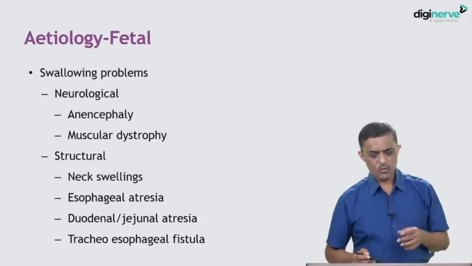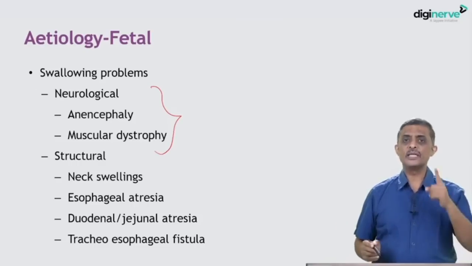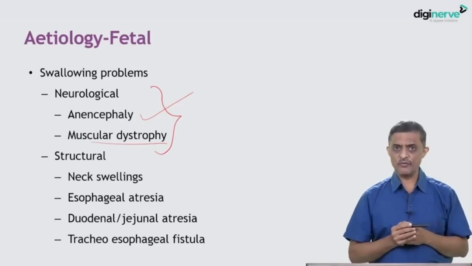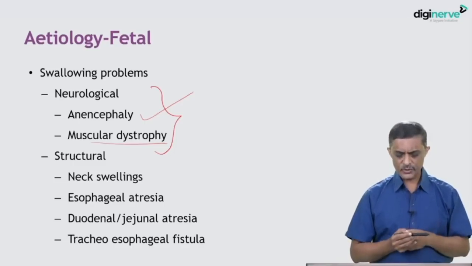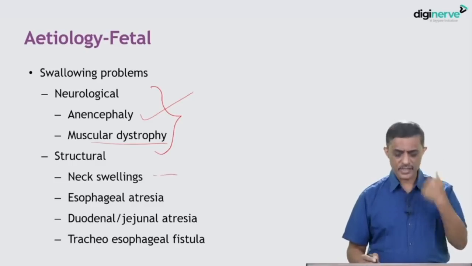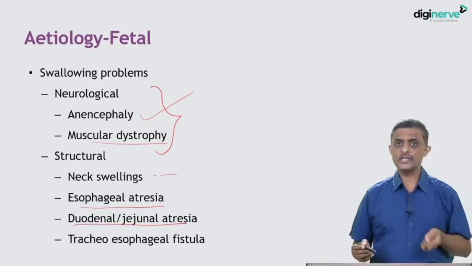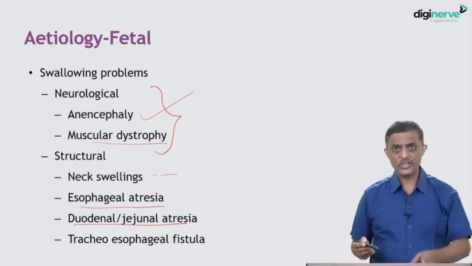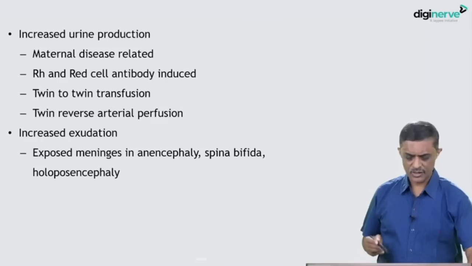So fetal etiologies, whenever the swallowing is affected, when the baby is not able to swallow, the fluid remains. So in case of anencephaly, because of the loss of swallowing reflex, which is determined by the central nervous system, babies will have polyhydramnios. Muscular dystrophy also is associated, again because of the neuromuscular incoordination which affects the swallowing. Neck swellings which can obstruct the swallowing, esophageal atresia, duodenal or jejunal atresia, or TOF, tracheoesophageal fistula. All these things can cause difficulty in swallowing or obstruction to swallowing, and somehow the mechanism of swallowing is affected, and this results in polyhydramnios.